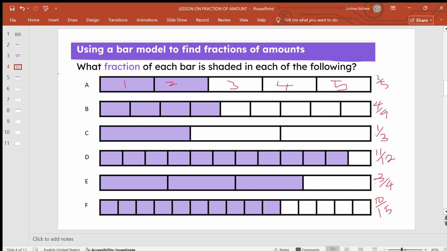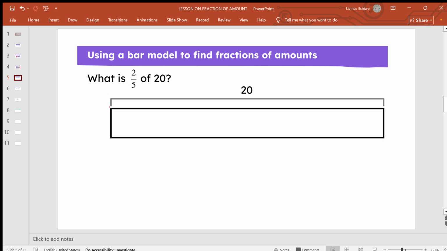Now let's dive deep into calculating the amount of a given fraction using the bar model. Now let's imagine this to represent a whole amount, which is 20. Now we have been asked to calculate 2 over 5 of 20. That is, what is 2 over 5 of 20? Now let me rephrase this question as saying divide this 20 by 5 and then multiply the result by 2. So first of all, let's divide the 20, which is also the bar model. Let me divide this carefully into 5 equal parts.